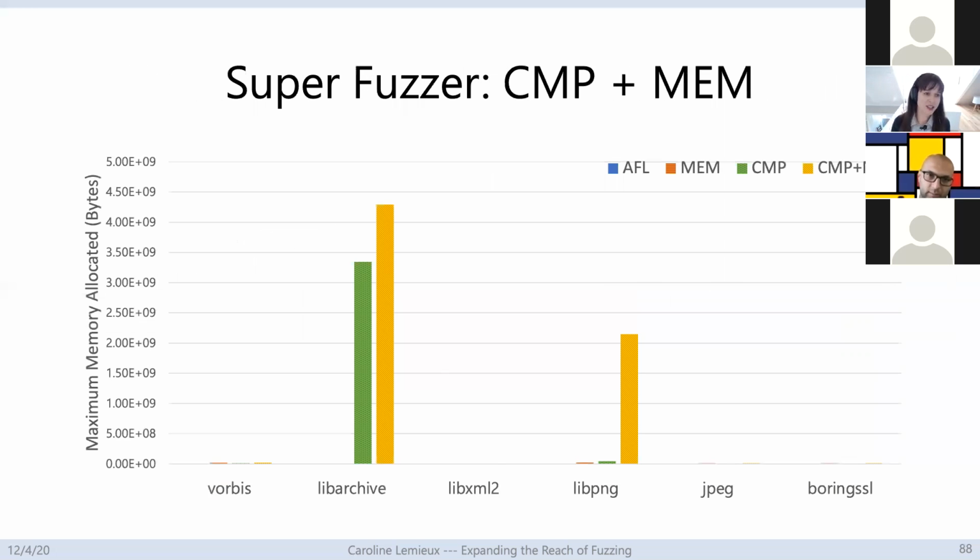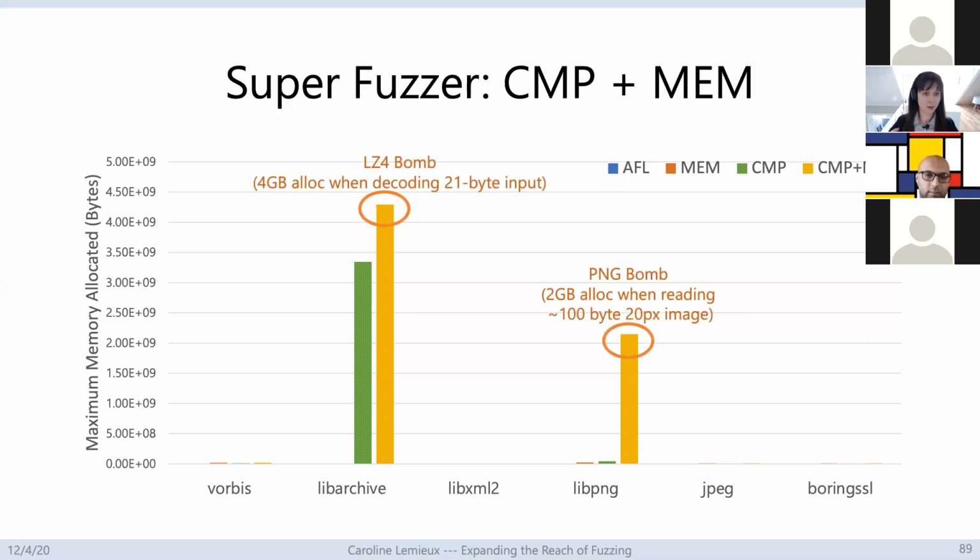And actually, it turns out that if you compose together, if you're both trying to get through these hard comparisons and maximize those memory allocations, you do better than the sum of its parts. And we were able to consistently find these memory usage bombs in libpng and libarchive, which are already heavily fuzzed open source libraries, including, for example, in libarchive, a 20-byte input that causes a 4 GB allocation. And that is much beyond the compression ratio of these systems.